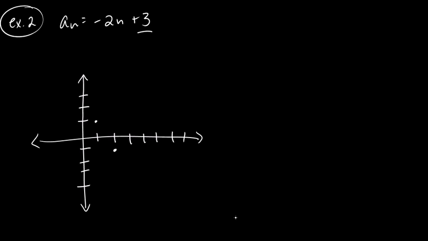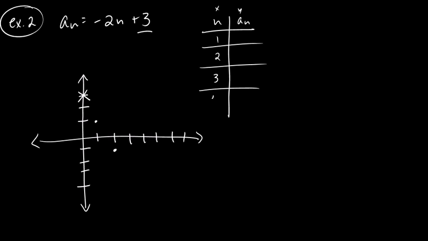However, our domain does not include that y-intercept. So here's what you would do. You have some n values, so that's your x and that's your y. Plug in 1, 2, 3, 4. I may ask you for 4 or 5 values.